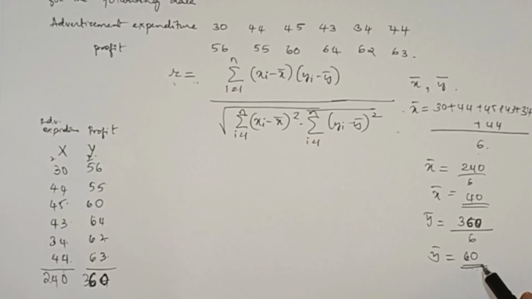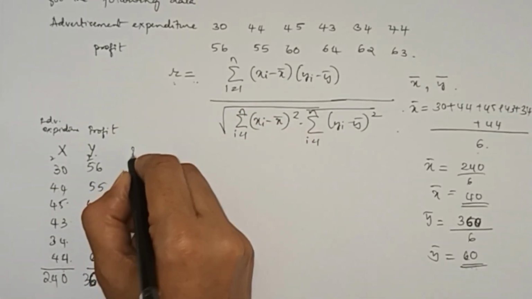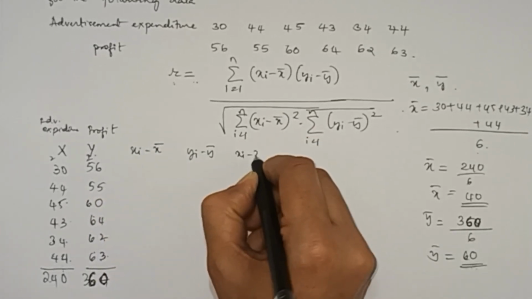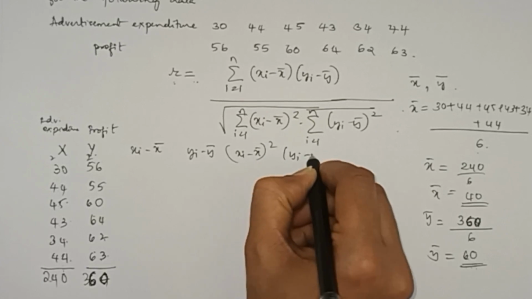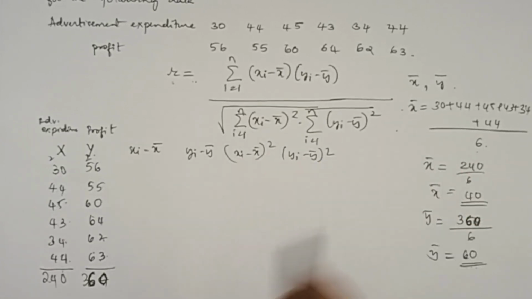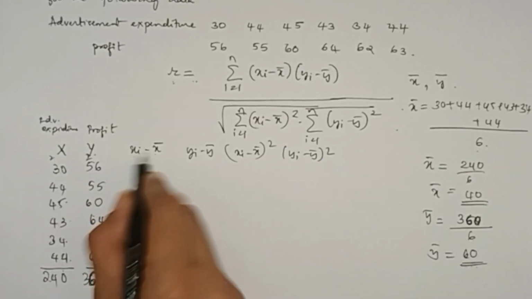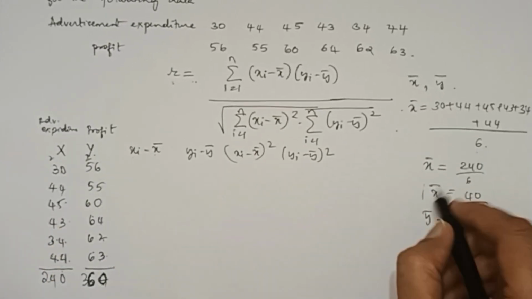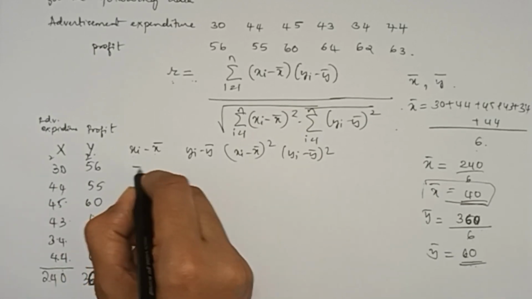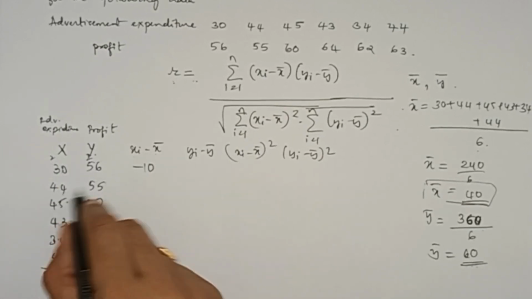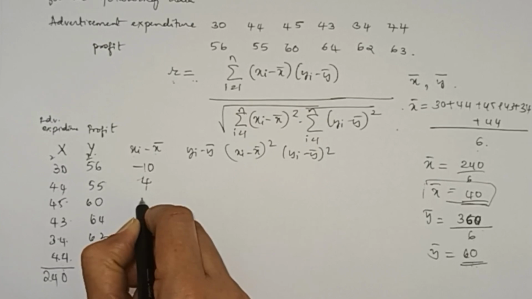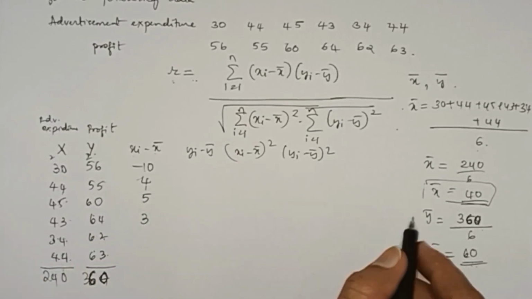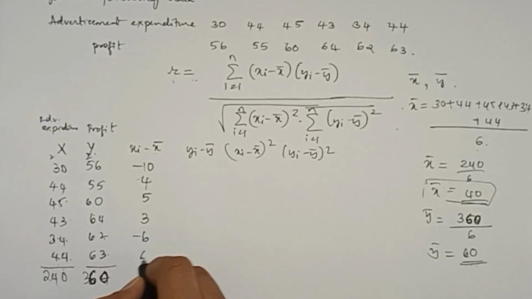Once you get the mean of the two series, then I want xi minus x bar, yi minus y bar, then xi minus x bar square, yi minus y bar square. This is easy. Then their sum. So xi minus x bar means subtract the mean from each observation. The first series mean is 40. So 30 minus 40 is minus 10. Then 44 minus 44 is 0. 45 minus 40 is 5, 43 minus 43 is 0, 34 minus 40 is minus 6, 44 minus 44 is 0.